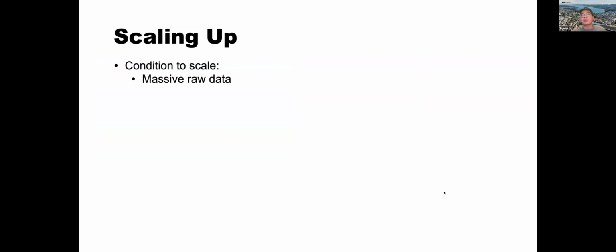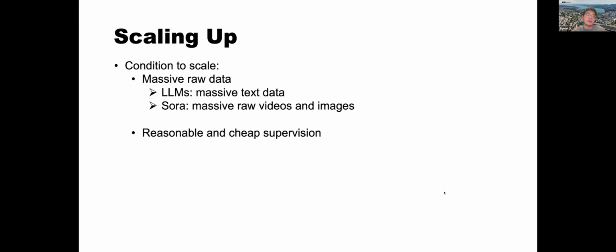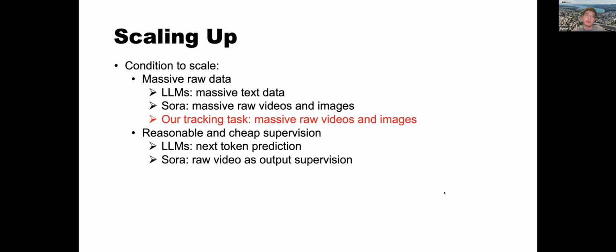Usually, for scaling up, you need massive raw data, and you need reasonable and cheap supervisions. If your ground truth or your supervision are too expensive to annotate or to get, it's very difficult to scale up. We can see this from these examples: LLMs like GPT can use internet-level, massive raw text data, and video generation models can use all the raw videos on the website. For our tracking task, we can also access lots of raw videos and images. So this is good.